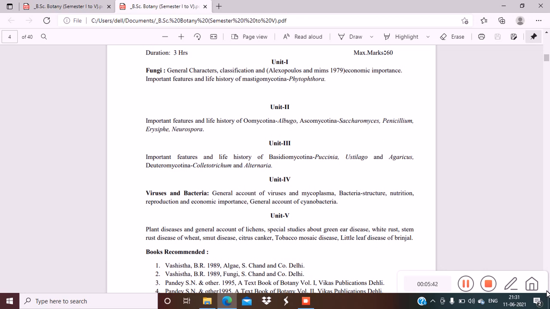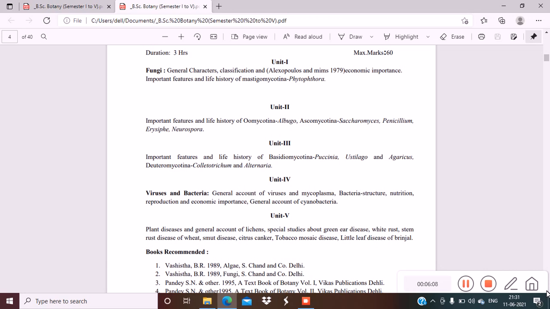This fungi topic, you will also read from the book Diversity of Microbes and Cryptogams by Singh, Pandey and Jain. And if you want a very detailed study, then you can go for the book Fungi by B.R. Vashishta. But according to BSc level, Singh, Pandey, Jain book is sufficient for you.